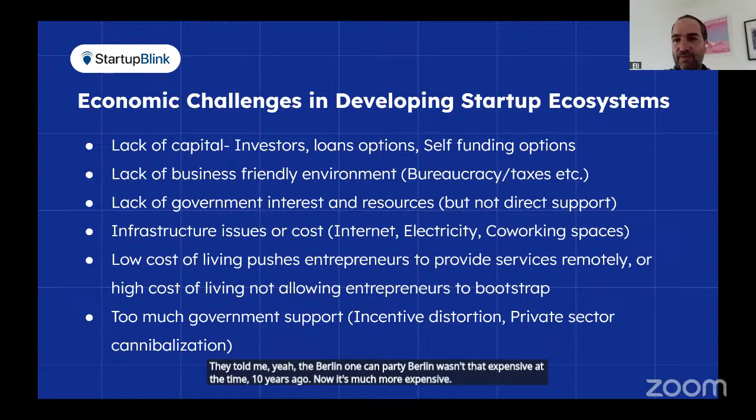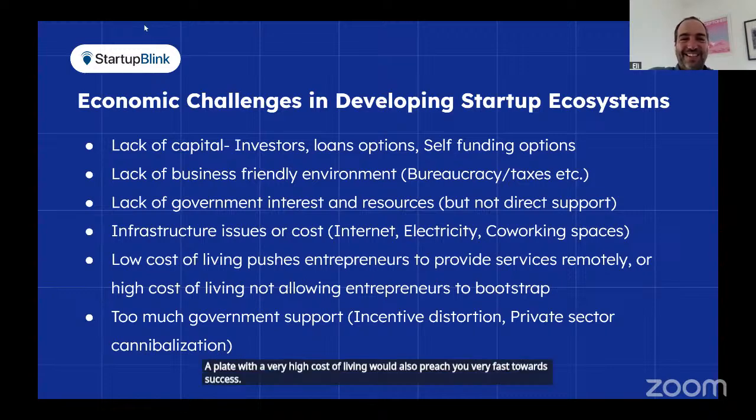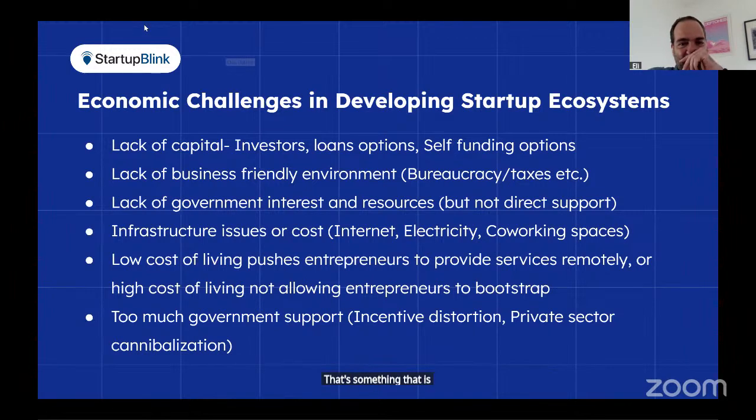Munich, you can't survive without being successful. So the idea is that you can't tell lies to yourself. A place with very high cost of living would also push you very fast towards success. That's something that is a little bit fascinating.